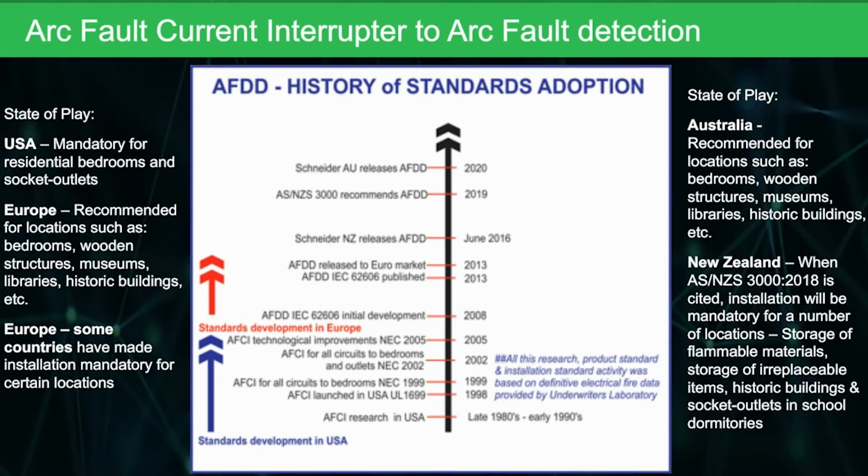The IEC saw this as a good opportunity and decided to do some initial development of their own in 2008. However, they did change the acronym to an AFDD, the reason being to follow the principles of an ELCB or an RCD. Now we have an arc fault detection device, just to follow in the same context as a residual current device or earth leakage circuit breaker.